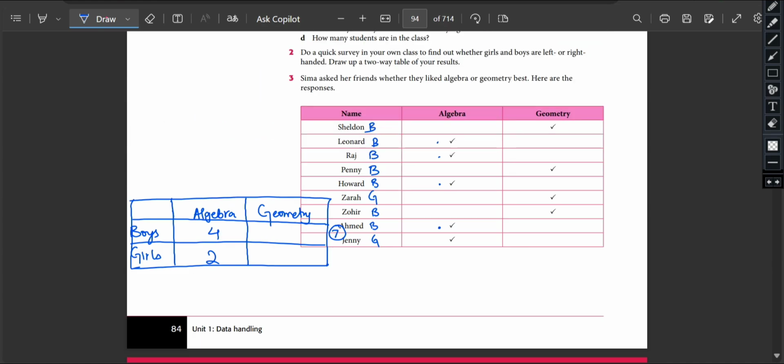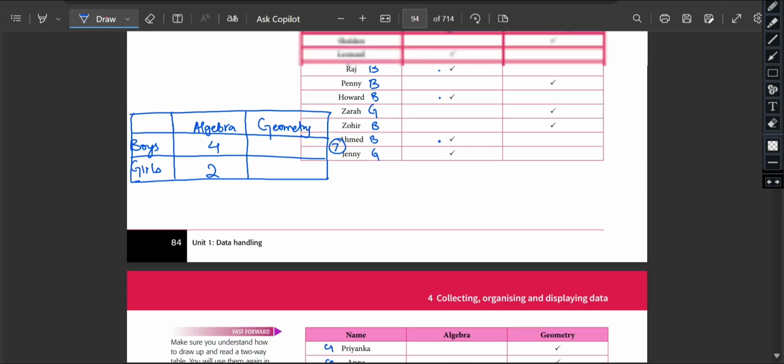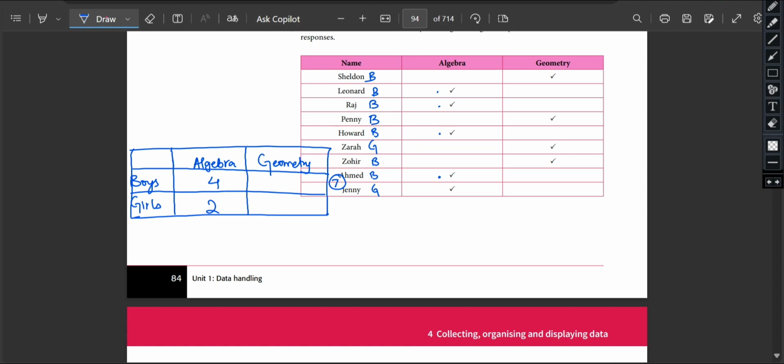Let's look for boys and geometry. For boys, 1 boy took geometry, 2, and then 3, and that's it. So there are 3 boys who take geometry. Sheldon is there, Penny is there. Don't you think Penny sounds like a girl's name? Yeah, Penny is a girl. Okay, so 1 boy takes geometry, and then there is another boy who takes geometry. So there we have 2 boys who take geometry.